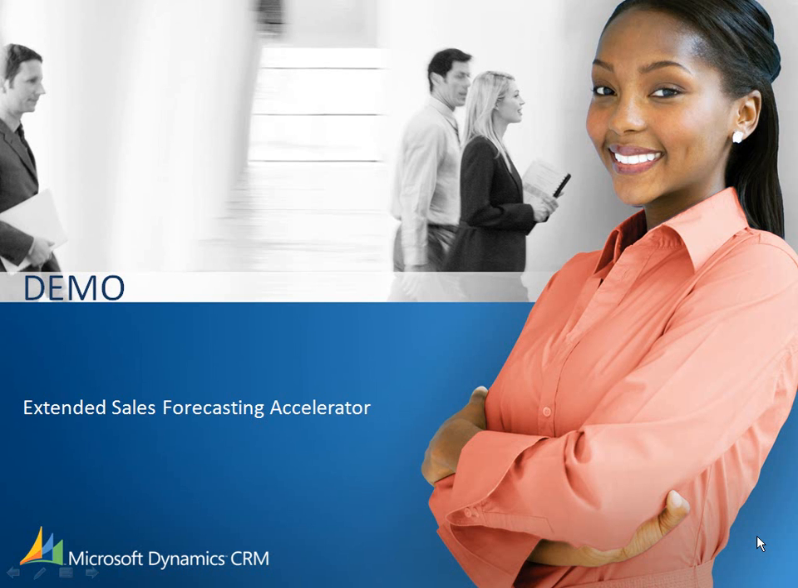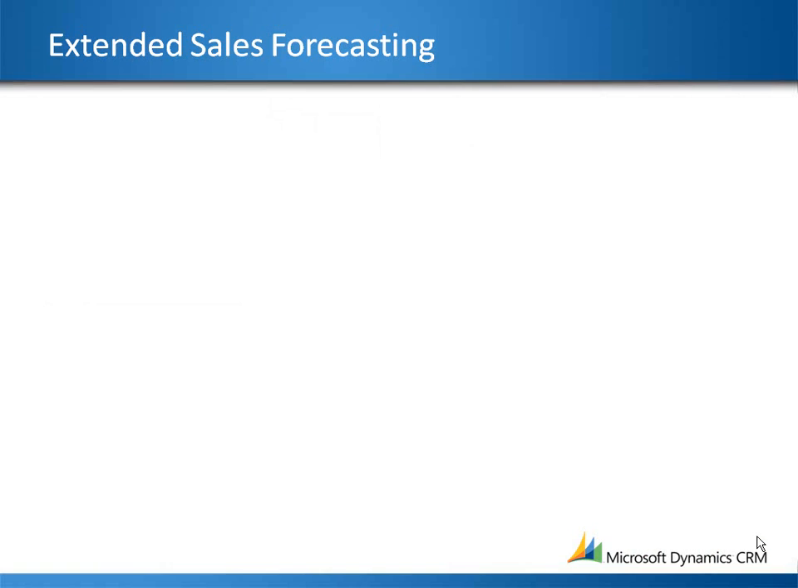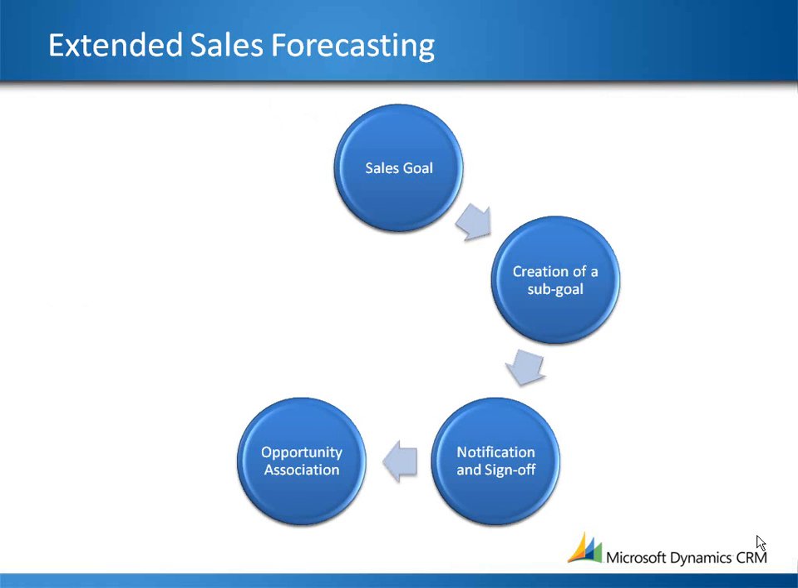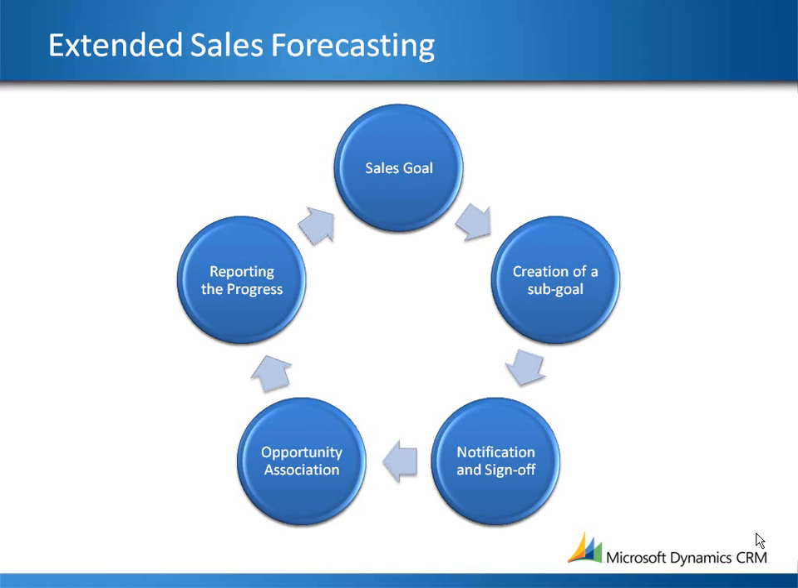Let's take a look at a demonstration of the Sales Forecasting Accelerator. As part of this demonstration, I've already set up a series of sales goals for a team of 3. We'll have a look at those sales goals and those sub-goals and have a look at how we can view those notification and sign-off emails. We'll then associate an opportunity to an existing goal and start to view a progress report through the forecasting charts. Let's take a look at the product.